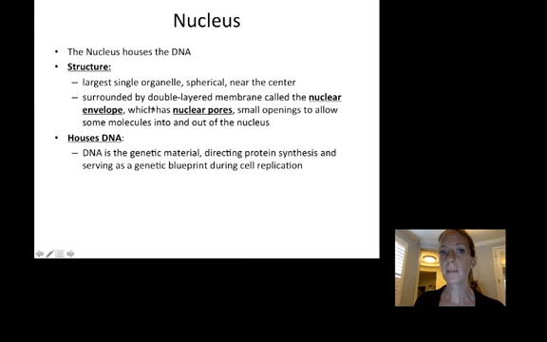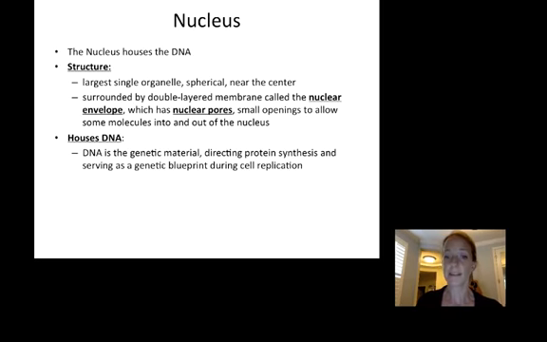A little bit more on membranes in a bit, but now we're going to move on to the nucleus. The nucleus is the structure generally in the center of the cell, although sometimes it gets pushed off to the side. In our general cell, it's in the middle of the cell. The nucleus houses the DNA. So structurally, the nucleus is the largest single organelle. It's usually spherical, although there are some exceptions to that, and it's usually near the center.